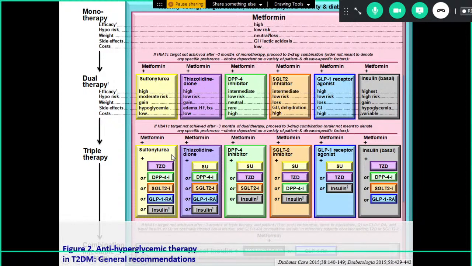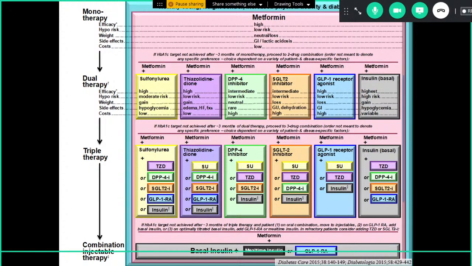But the important message for you is metformin is the first line. If it doesn't work at the maximum tolerated dose, add any of the agents, and then for the third line, you will need to be restrictive because you don't combine some of these with each other. Obviously, if none of this works, add insulin, right?